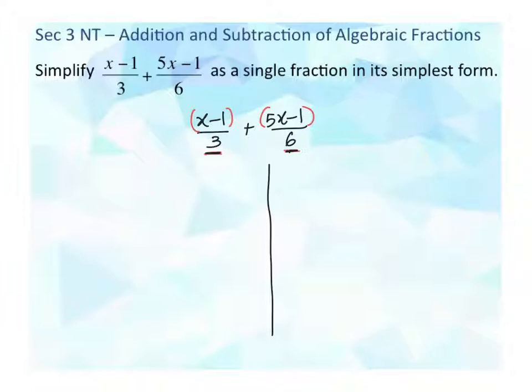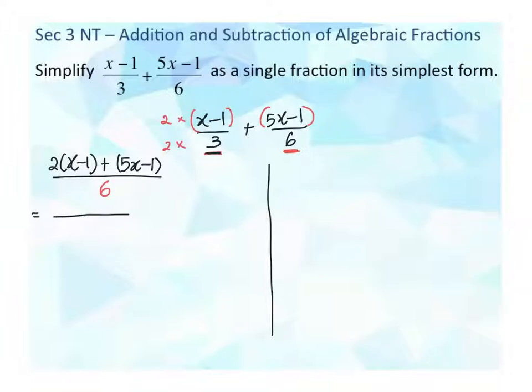So what do I need to do? I need to take this whole thing over here times 2 to give me 6. And this whole thing over here, this is already 6, so there's no need to times 2. So what we'll get is denominator is 6. Okay, and the numerator will be 2 bracket x minus 1 plus the whole of 5x minus 1.